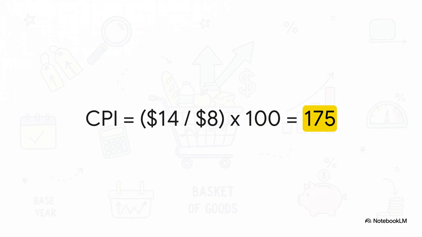We take that new basket cost of 14, divide it by our base year cost of 8, and multiply by 100. That gives us 175. What this actually means is that prices in 2017 are 175% of their base year level. Or, think of it this way, a basket that cost $100 in the base year now costs $175. To find the inflation rate, we just look at the percentage change. In this little example, that's a massive 75% jump from the previous year.